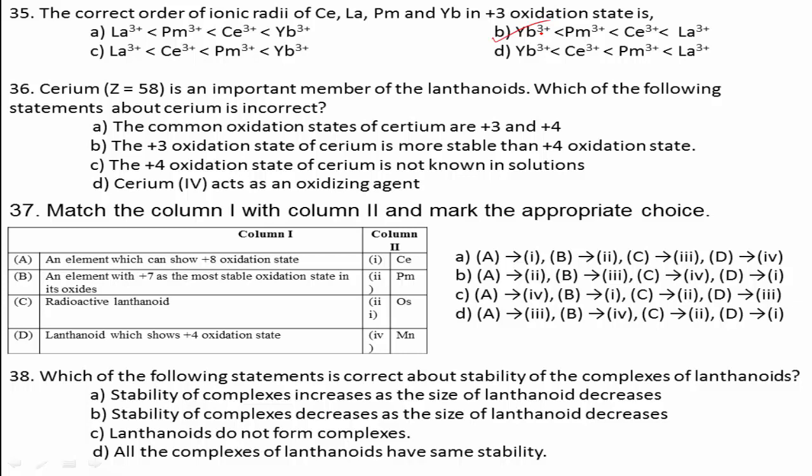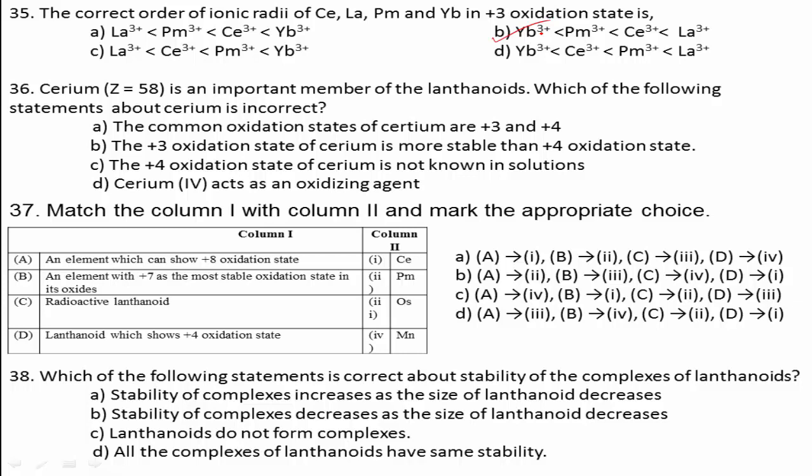The correct order of ionic radii of Ce, La, Pm and Yb in +3 oxidation state is Yb3+ less than Pm3+ less than Ce3+ less than La3+.